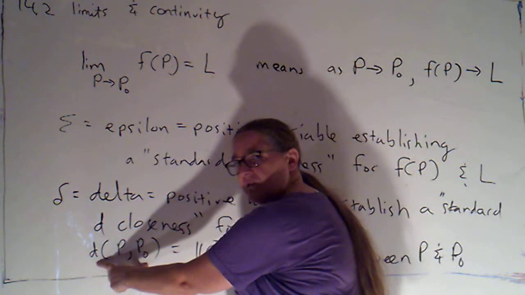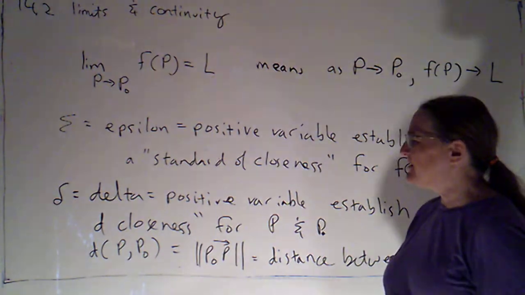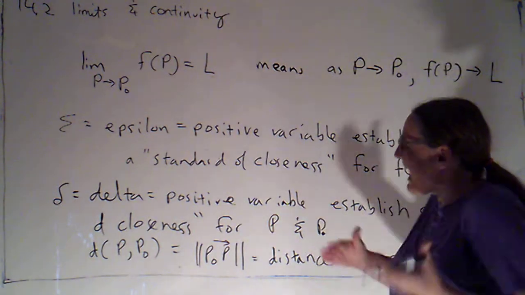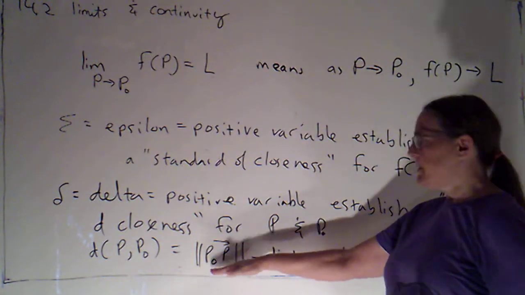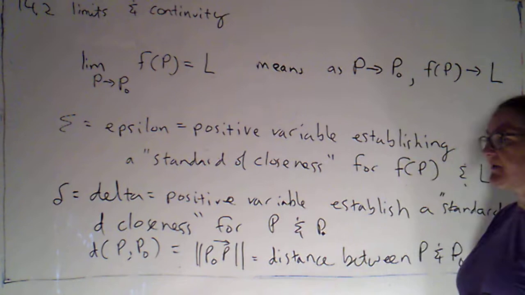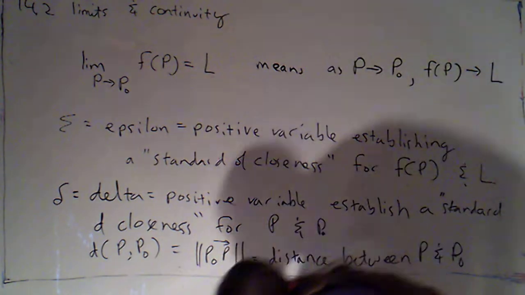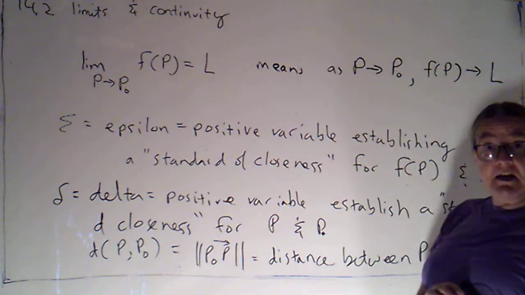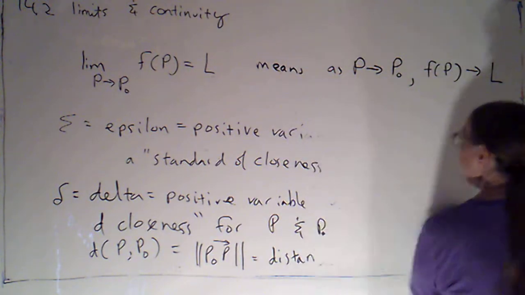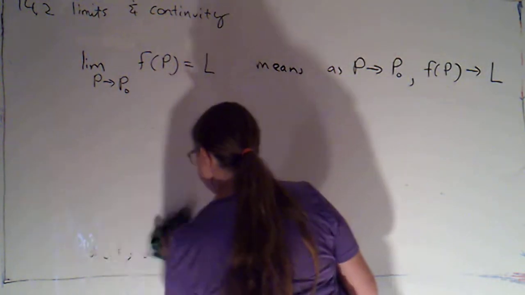This notation is not introduced in your textbook, but I find it helpful, particularly when we're thinking of things as points rather than vectors, to not have to switch to vectors. But these mean exactly the same thing. They both mean the distance between P and P naught. Okay. So, we're going to introduce these variables, and here's how the formal definition of a limit works.